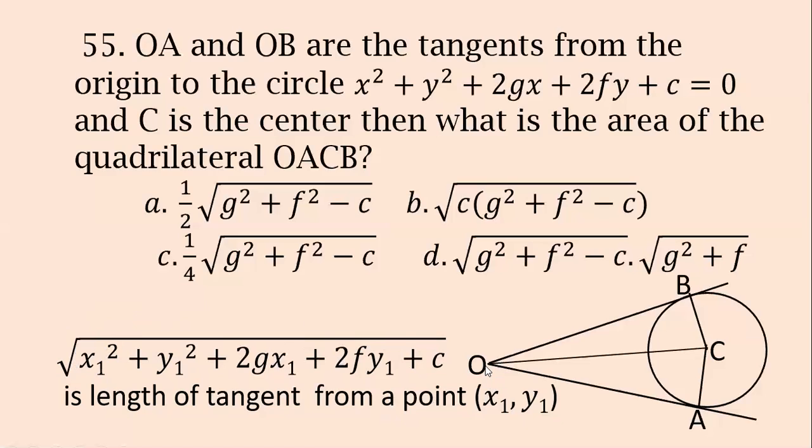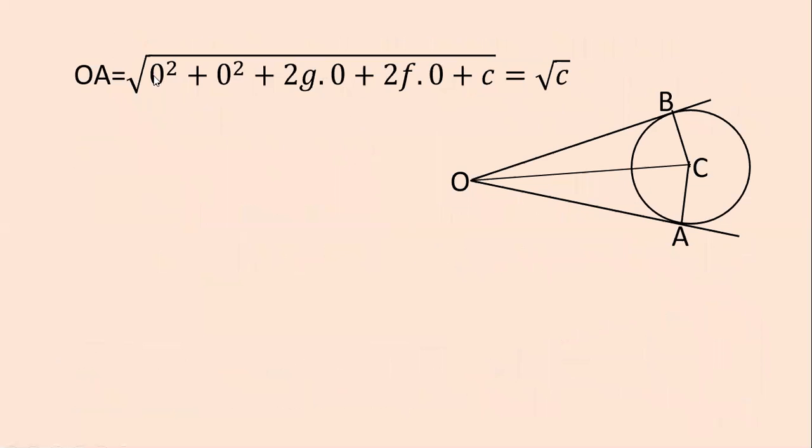So what is O here? O is (0, 0). So x1, y1 is (0, 0). If we put it here, this is (0, 0), (0, 0), c. So we are getting only root over c. This is the length OA or OB, whatever we say. So OA is equal to root over c.